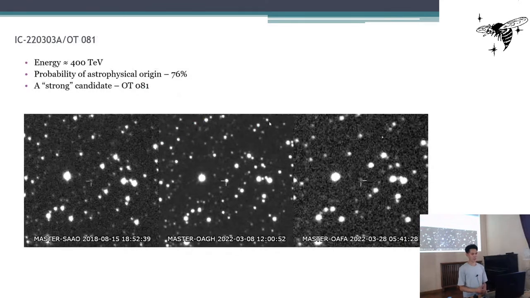Another candidate, OT081 and IceCube 220303A. This candidate is a strong one. Energy of the event is 400 electron volts. Probability of astrophysical origin 70%.